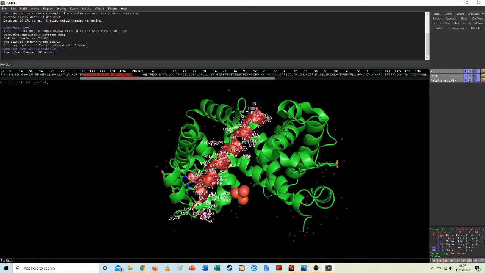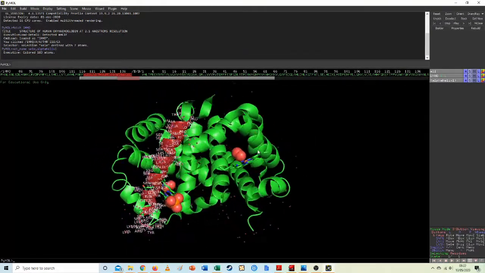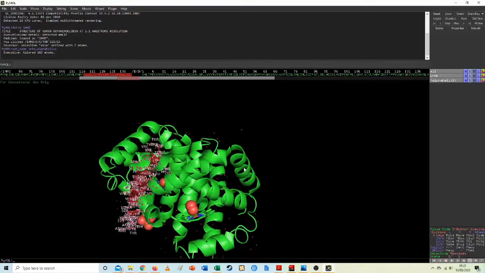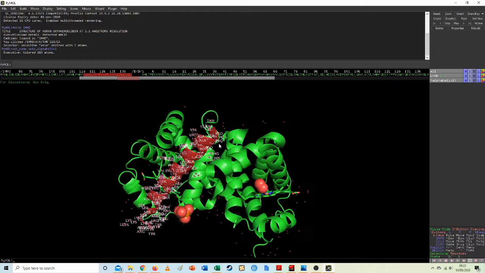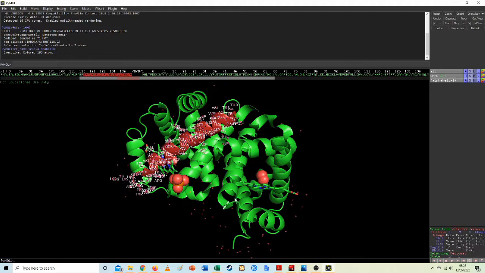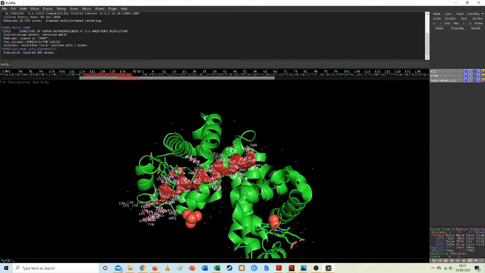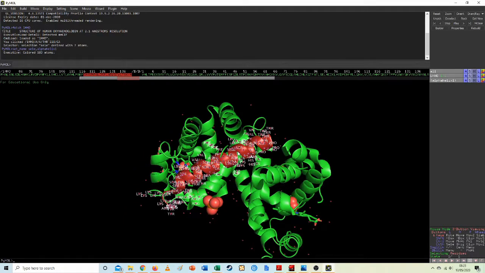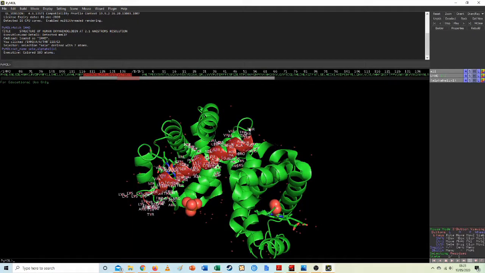Now, what I'd like to do is select another alpha helix and colour a different colour, and then we will see if we can see any of these similar amino acids. So we don't have all the amino acids in this chain here. We've got valine, we've got alanine, serine, leucine, and that one, threonine, I believe it was.